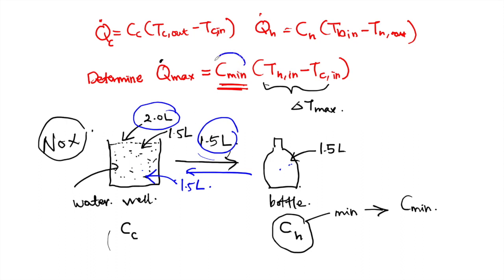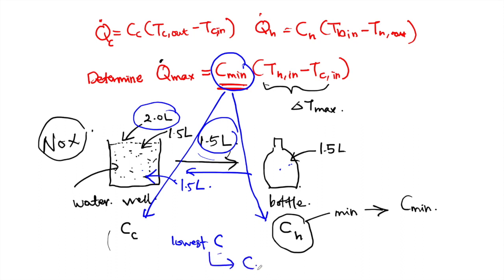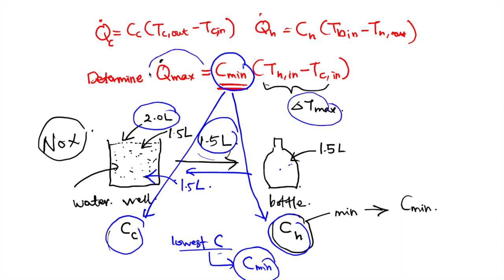That's why here we have to compare CC and CH and find the lowest heat capacity, then the lowest will be C minimum. Okay, compare between CC and CH, find the lowest C and then take that C as C minimum. Okay, and C minimum times delta T maximum, you will get the value of Q dot maximum.